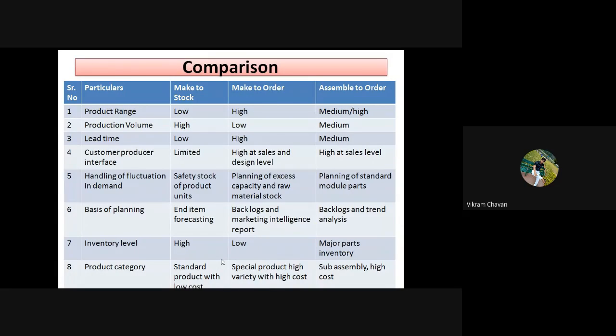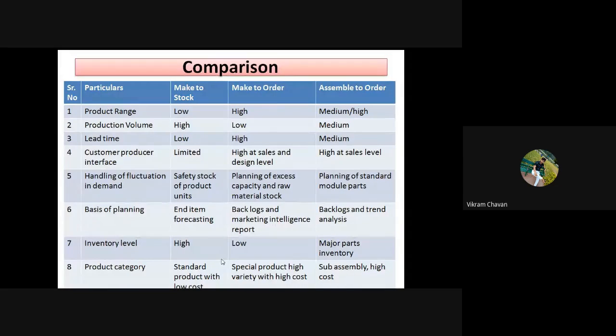Then lead time is nothing but the time between the order placed by the customer and the product delivery to that customer. So in between these two is the lead time. In case of make to stock production, we need to deliver the product on an immediate basis, so make to stock has very low lead time. In case of make to order production, the lead time is very high.